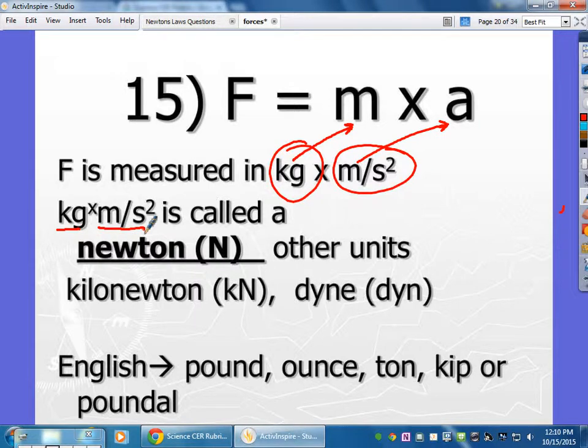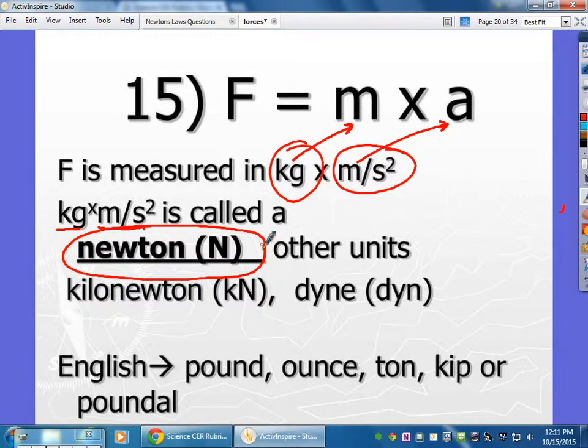So a 1 kilogram object that is accelerating at 1 meter per second squared would have 1 Newton of force applied to it. So we call this kilogram times meters per second squared a Newton, named after Sir Isaac Newton, who developed the 3 laws of motion. So we call that a Newton. And 1 Newton is equal to a 1 kilogram object accelerating at 1 meter per second squared.